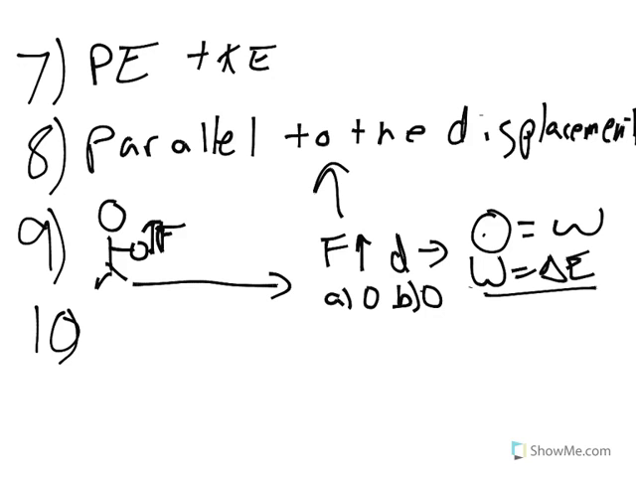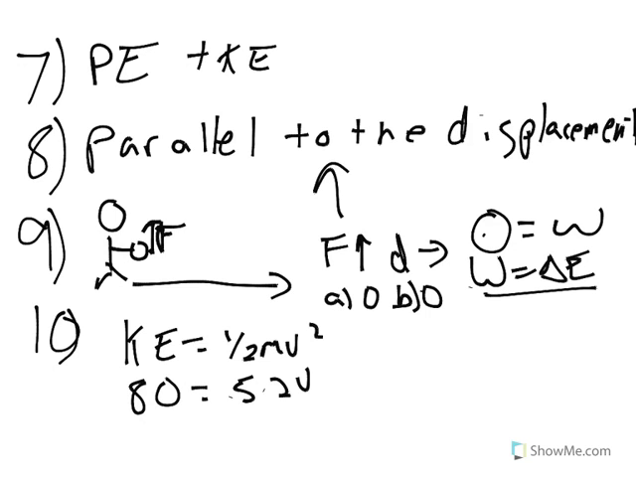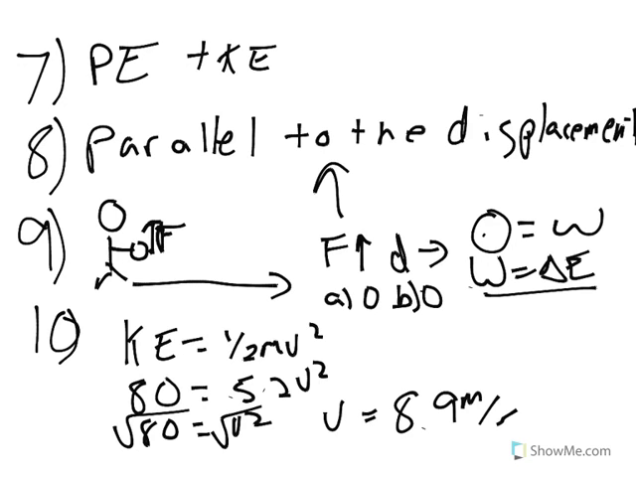Number 10, you've got a 2 kilogram ball. Kinetic energy is 80 joules. Find the velocity. Kinetic energy equals 1/2 mv squared. So 80 is equal to 0.5 times 2 times v squared. 0.5 times 2 is 1. So 80 is equal to v squared, square root, and v would be 8.9 meters per second.